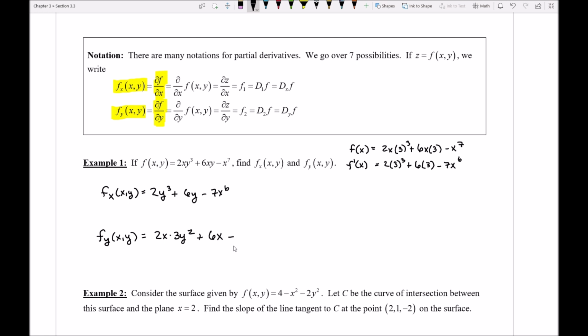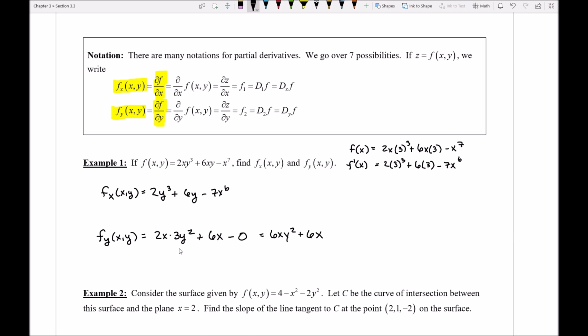And finally at the back, this is actually the easiest derivative of all. If I'm pretending x is a number, let's say again like the number 6, then what's the derivative of 6 to the 7th power? Well, 6 to the 7th is just some number, and the derivative of any number is 0. So here I would end up with 6xy squared plus 6x for my partial derivative with respect to y.